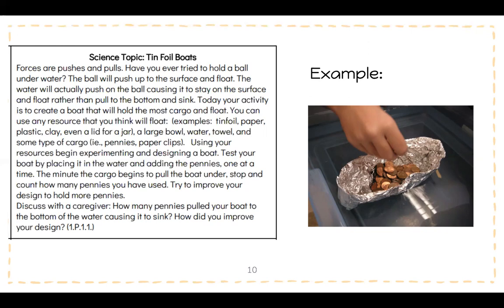At the end, discuss with a caregiver. How many pennies pulled your boat to the bottom of the water, causing it to sink? How did you improve your design? So did you change the shape of your boat? Did you change how big it was? What did you do to improve it?